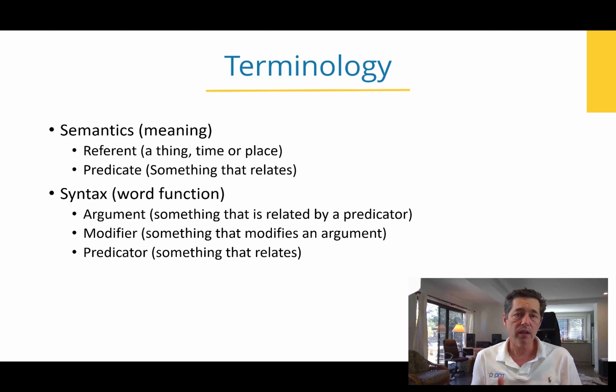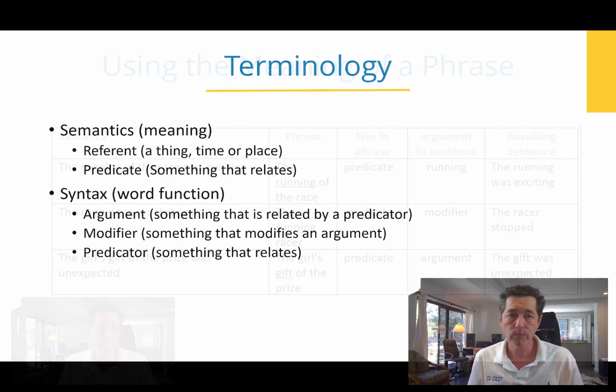In terms of syntax, there's three examples. You've got an argument, which is like a traditional noun, if you like. It's the thing that a predicator then converts into a predicate, and then you've got a modifier, which is changing that noun, if you like. So there's our terminology: argument, modifier, predicator, which is the syntactic model, and then we've got the referent and predicate, which is the semantic model.